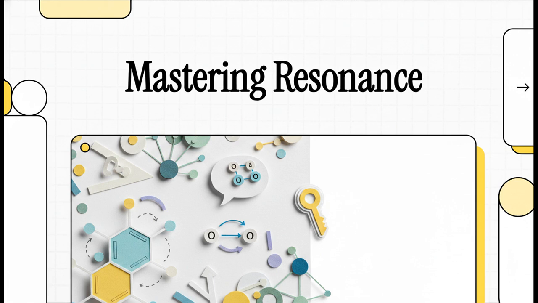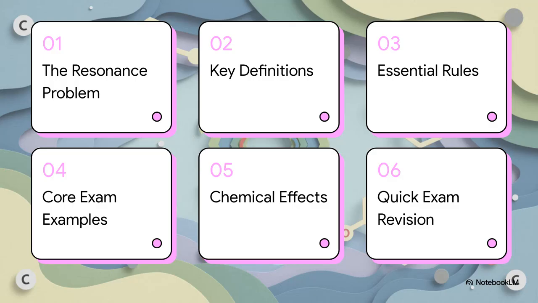If you're prepping for a major chemistry exam right now, you already know organic chemistry can feel, well, like a completely different language. But resonance? Resonance is the grammar that actually holds the whole thing together. If you can master this, you unlock the ability to predict how molecules behave without having to memorize those endless, exhausting lists of reactions. Here's our exact roadmap for today's revision session.